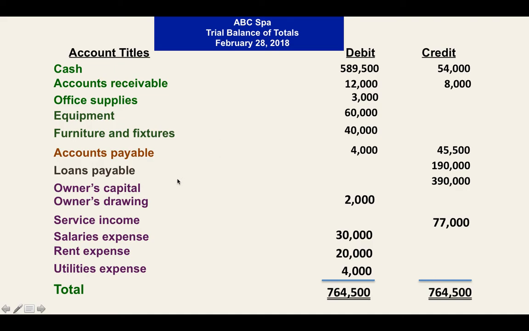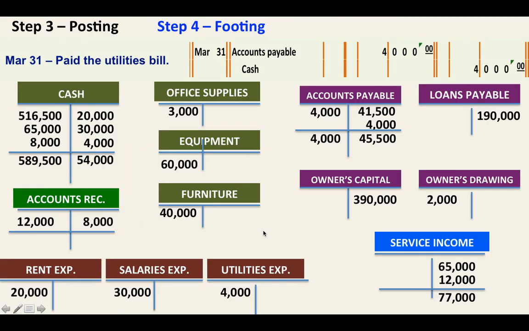Normally an accountant will do that, so the accountant will know what the entries are on both the debit and credit. But for us, the normal presentation is getting only the net balance. So in this case, we will get the net balance. The net balance of cash will be 589,500 minus 54,000, which is 535,500. On all the accounts, we will just get the net balance. Next is accounts receivable. The net balance is 4,000.